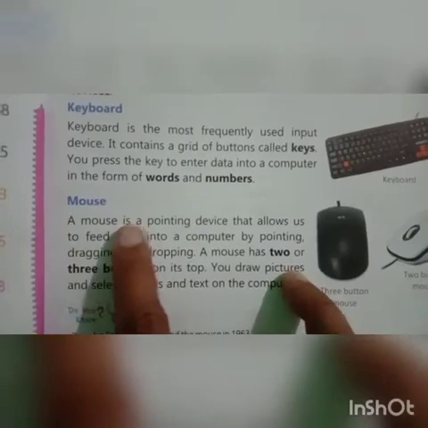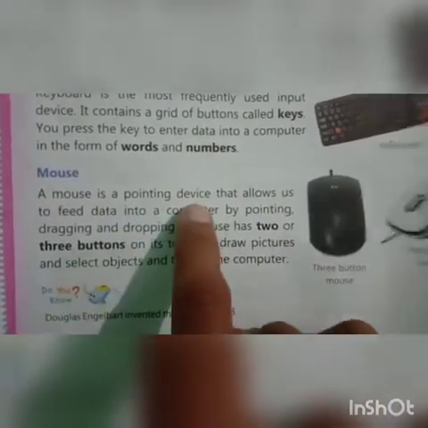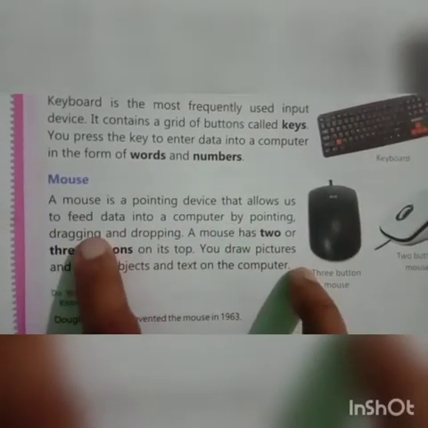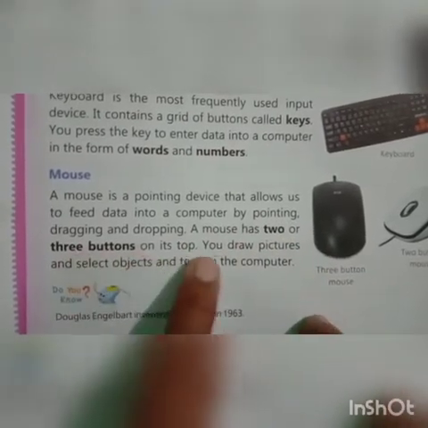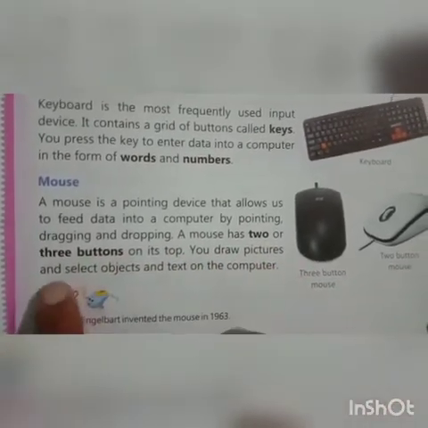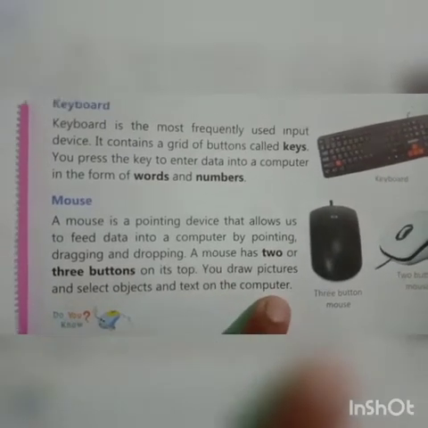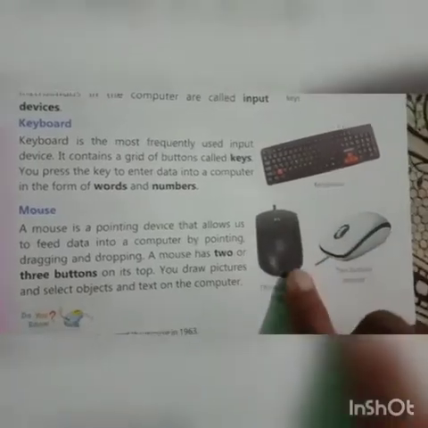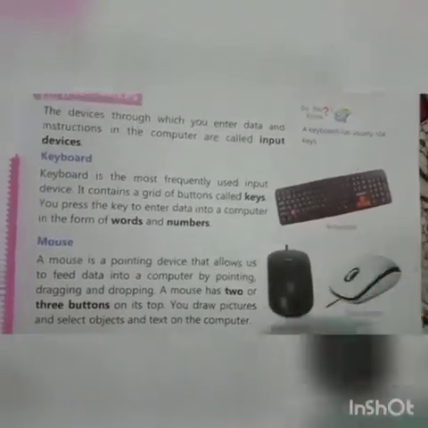Next is mouse. A mouse is a pointing device that allows us to feed data into the computer by pointing, dragging and dropping. A mouse has 2 or 3 buttons on the top. You draw pictures and select objects and text on the computer. As you can see in this picture, this is a mouse and this is a keyboard.